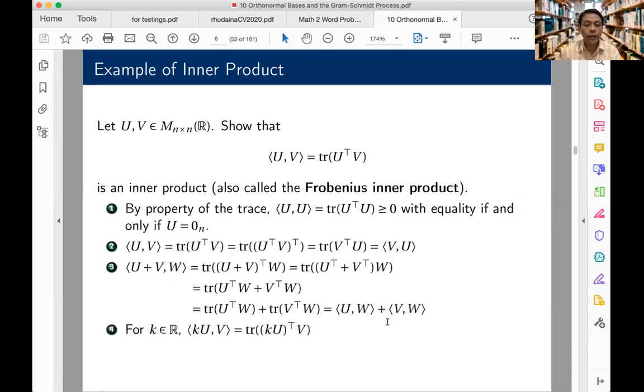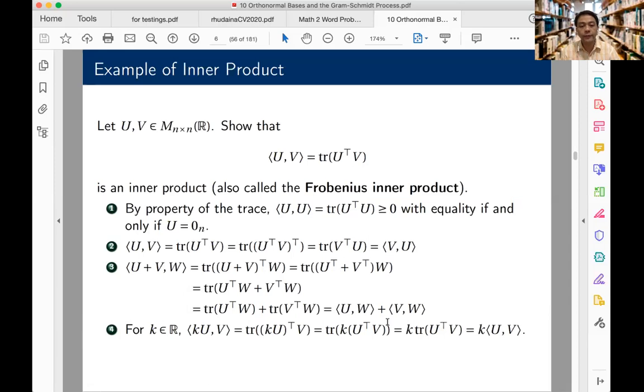And lastly, if we have a scalar K, and we get the product KU times V, so that is the trace of KU transpose times V, and the K doesn't really get affected when you get the transpose. You can factor the K, in fact. And so you just get U transpose times V, and by property of the trace, the K can come out. So the trace of K times the product equals K times the trace of the product. And the definition is this is K times the product UV.